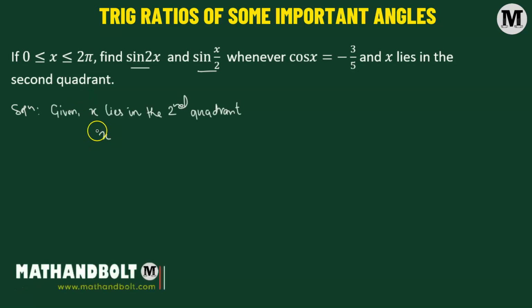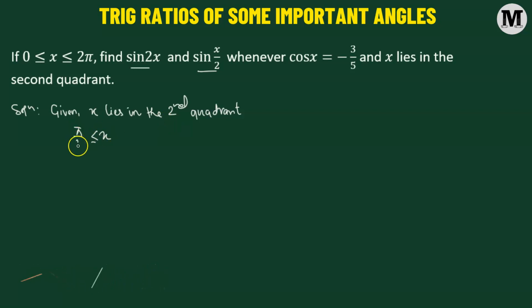So in the second quadrant, we have x greater than pi over 2 and x less than pi radians. Now we'll divide throughout by 2. So we have pi over 4 less than x over 2 less than pi over 2. So here we have x over 2 lying between 45 degrees and 90 degrees, which tells us that x over 2, this particular angle, lies in the first quadrant.